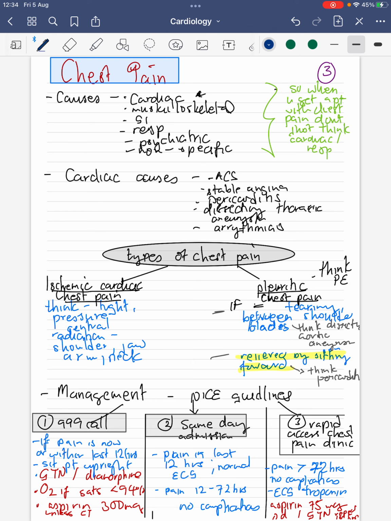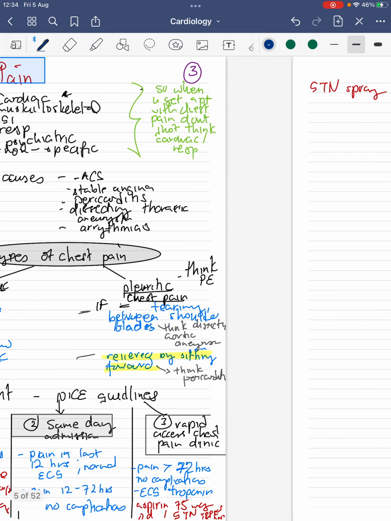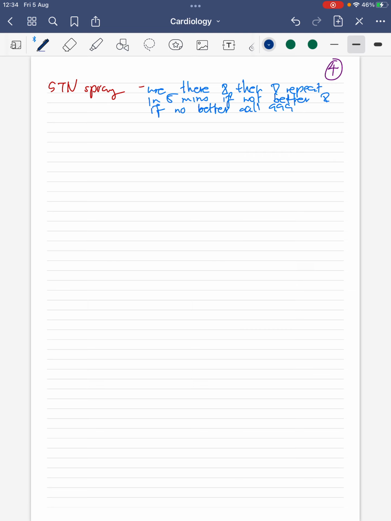If their ECGs show or they have troponin levels elevated, send them to the chest pain clinic. And also in this case, we still give aspirin, but we give 75 milligrams, or we give a GTN spray in the meantime. Just note with the GTN spray, you use it there and then you repeat after 5 minutes, and you check with the patient if the pain has gotten better. If not better, we need to treat this as an emergency and call 999. And so that's it for chest pain, and sort of maybe identifying what to suspect and what to do as an immediate action.